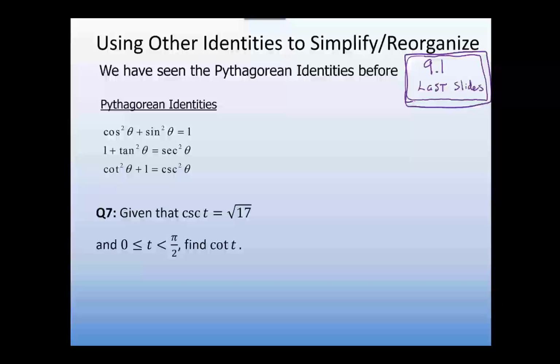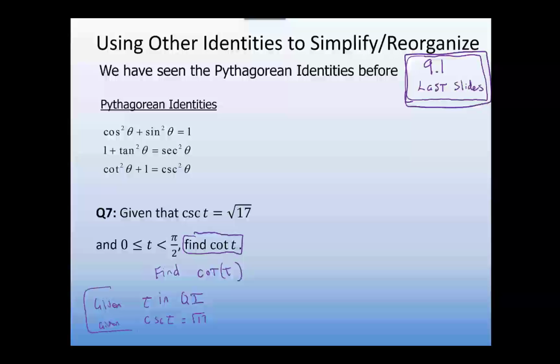Question number 7 is asking us to solve for cotangent. That's our job. So we've got to find cotangent. Now, I don't have very much information except for 2 facts. Angle T is in quadrant 1. And cosecant of T equals the square root of 17. So this is my given information.